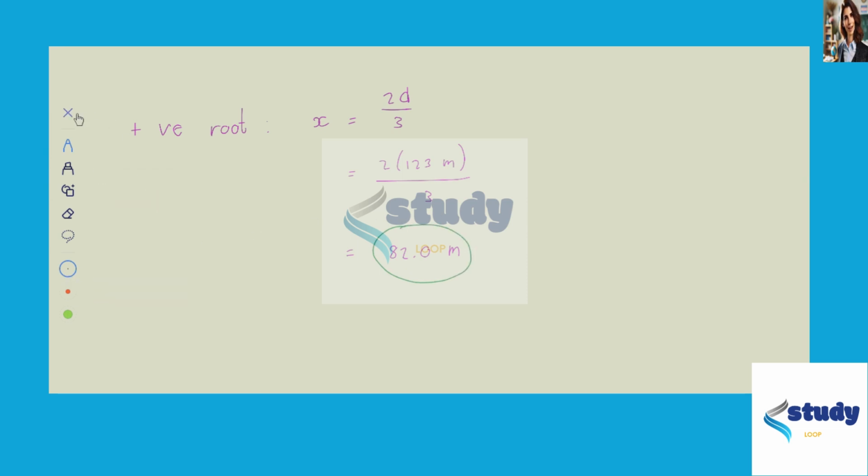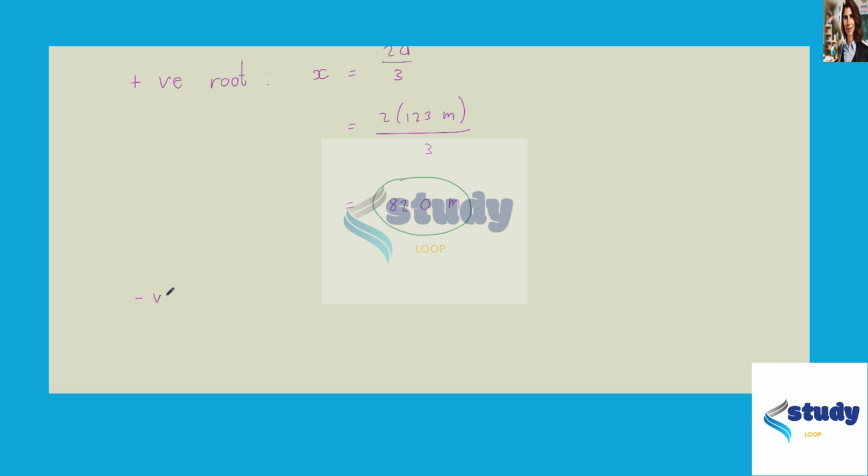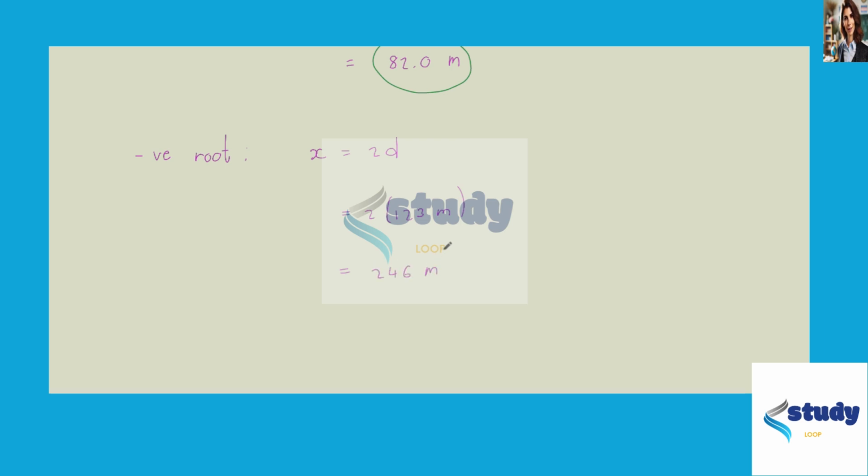The second position is our negative root, and our negative root gives us x equal to 2d, which is simply outside of source 2. So that's 2 times 123 meters, which is at a distance of 246 meters from our origin. So now we have our 2 points at which the sound intensity for both sources are equal.